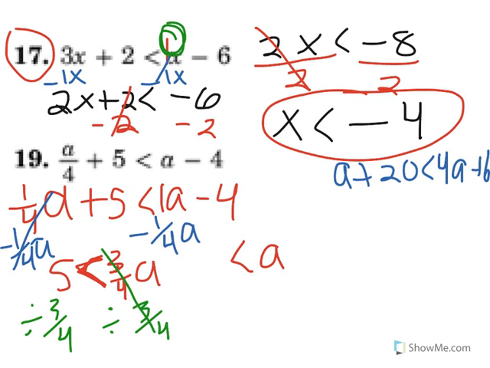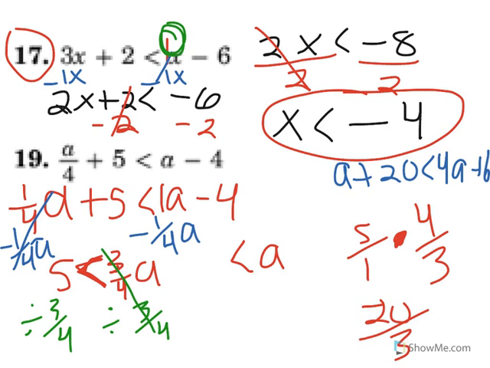Now, on the left side, we have 5 divided by 3 over 4. This is where I mentioned use your fraction skills. 5 is 5 over 1. When you divide by a fraction, remember that means multiply by the reciprocal. So you might remember that as keep, change, flip. So now we're ready to multiply straight across. We get 20 over 3. 20 over 3 is an improper fraction. We simplify that. 3 goes into 20 6 times with a remainder of 2. So 6 and 2/3. That's what we're going to have over here.